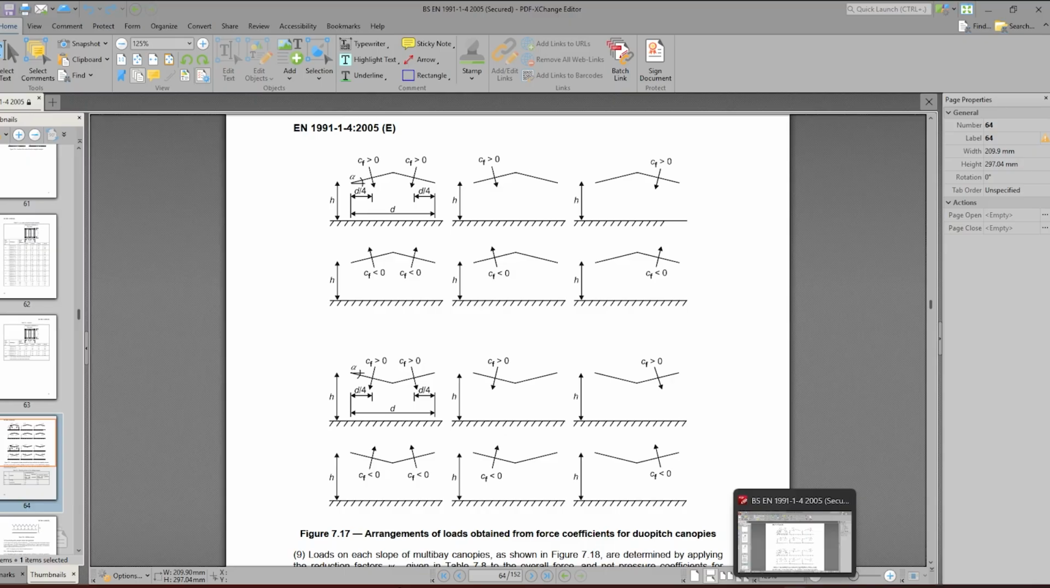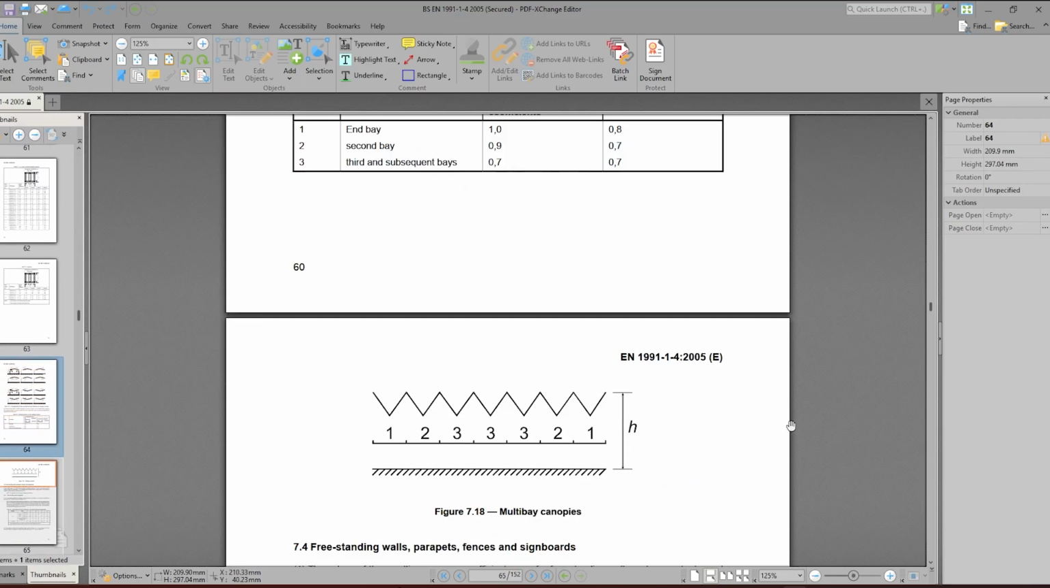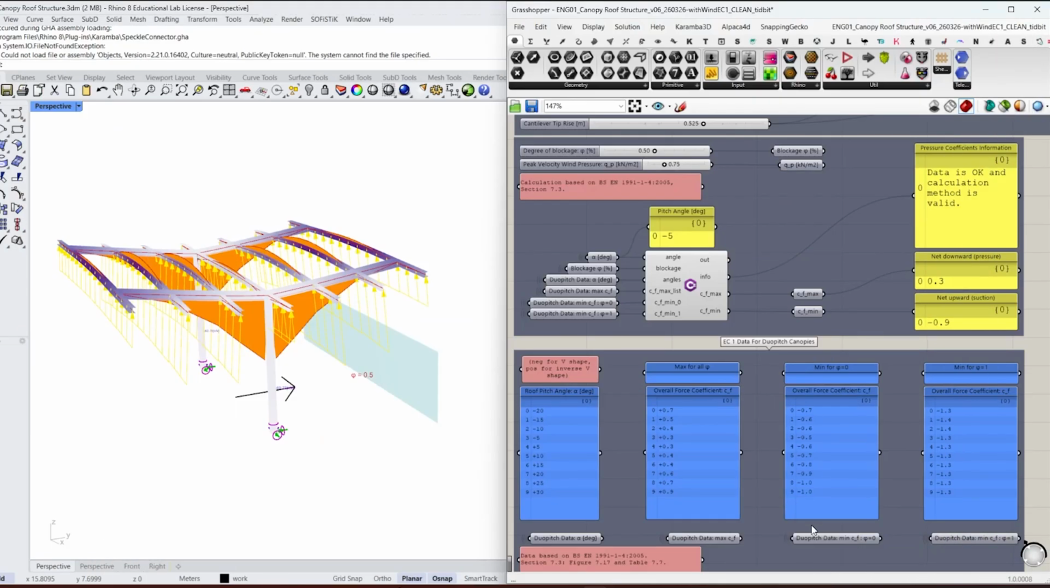Just to note that we are ignoring any friction forces, we're ignoring any potential openings in the canopy, and any sort of flow disturbance for the wind loads. We're also ignoring multi-bay canopies, which are also covered in the Eurocode.